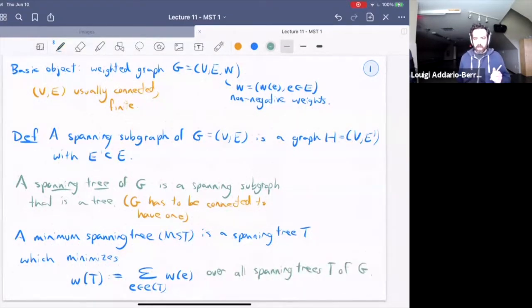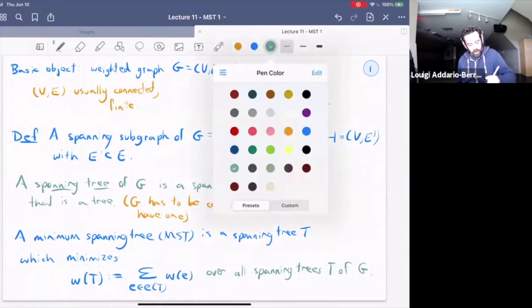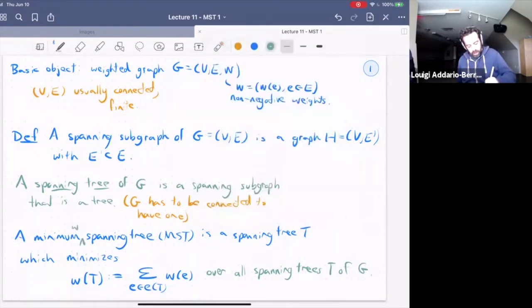Okay. So the weight of a spanning subgraph or a spanning tree is just the sum of the edge weights on that spanning subgraph, and a minimum spanning tree is a spanning tree of minimum total weight. So sometimes people write MWST instead of MST, but I'll say MST. The weight is always with respect to some weights, which will always be either obvious in context or explicitly spelled out.